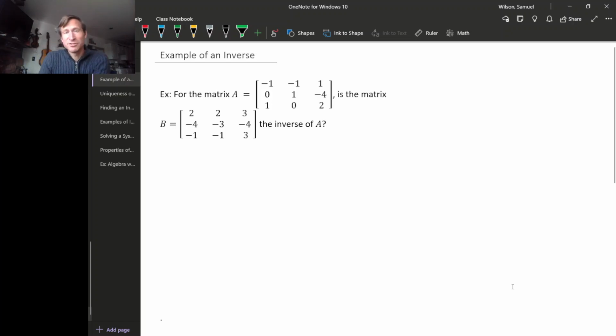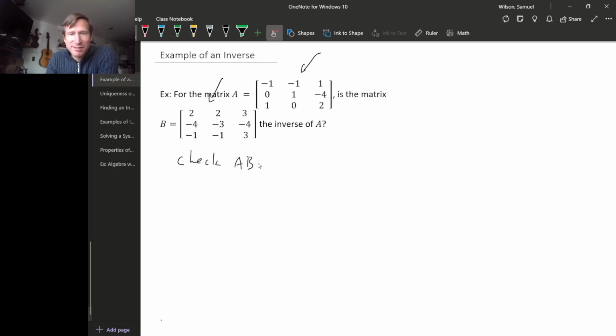Just to make sure we understand what it means for matrices to be inverses, let's check if these two matrices are inverses. How can we check? Well, if A really is the inverse of B, or B is the inverse of A, then multiplying them together should give us an identity matrix of appropriate size. And of course, in this case, that appropriate size will be 3 by 3. So let's just check if we do get the identity matrix.